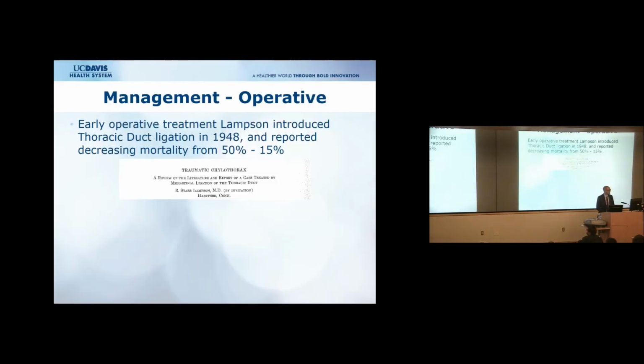So the early operative treatment was described by R.S. Lampson, and he was the first to perform a thoracic duct ligation in 1948, and reported that after doing this repeatedly, he decreased mortality from 50% down to 15%.